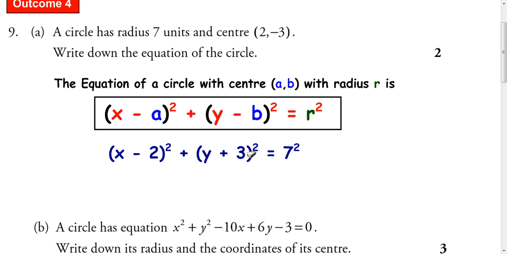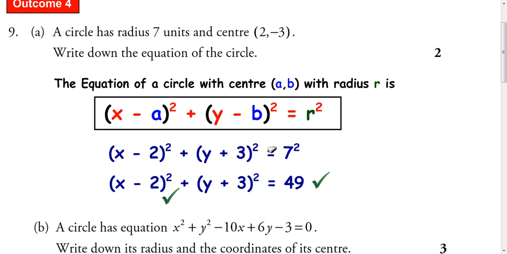For your marks, the first mark is for getting the brackets correct, and the second mark is for finally squaring out the 7 to get 49. So an easy 2 marks here.